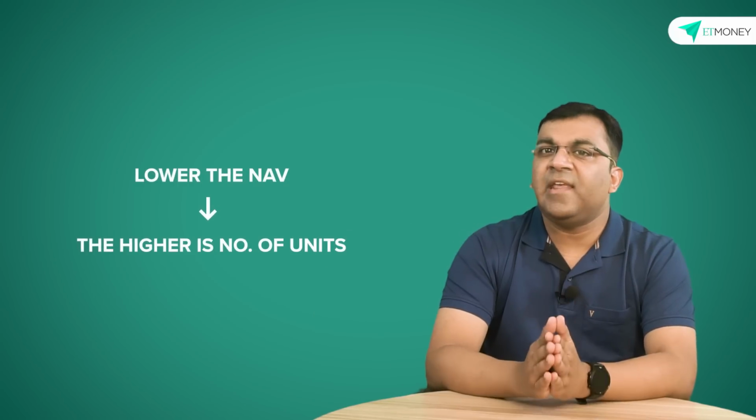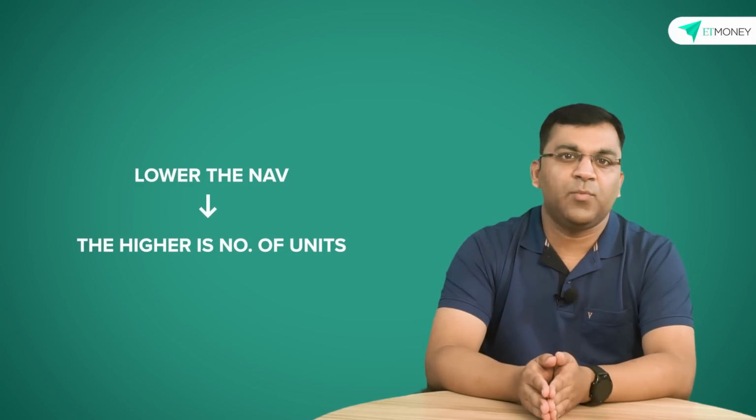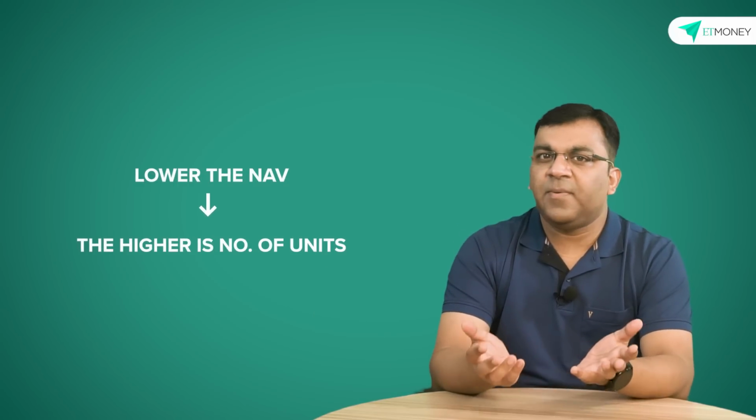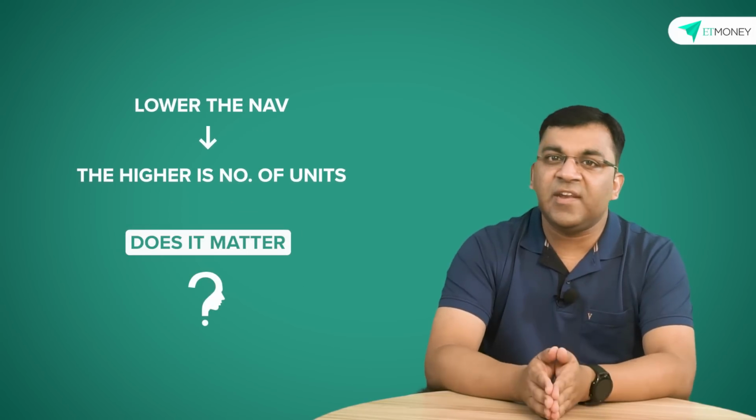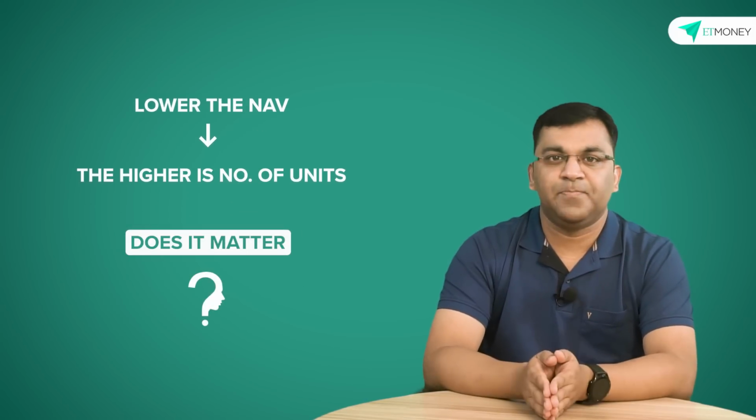The lower the NAV, higher is the number of units one would receive. Well, on paper, the statement is absolutely correct, but the real question at the end of the day is, how does it matter? After all, we don't invest in a mutual fund to collect units. We invest in a fund to secure an adequate and acceptable growth on the money invested. In fact, let's look at this with an example.